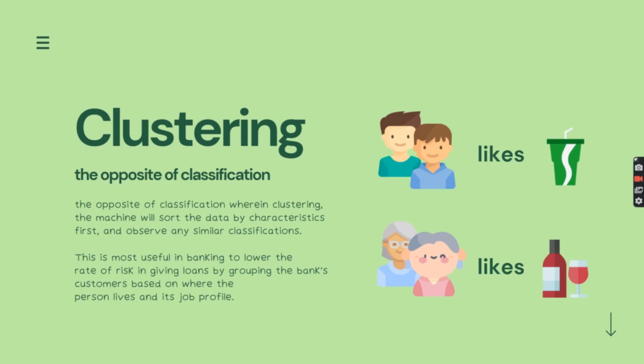Second would be clustering. Clustering is the opposite of classification, where the machine will sort the data by characteristics first and observe any similar common classification. For example, using the same situation as in classification, the machine will first sort the data based on the people's characteristics, such as weight, age, gender, etc., and recognize the most commonly preferred drink.